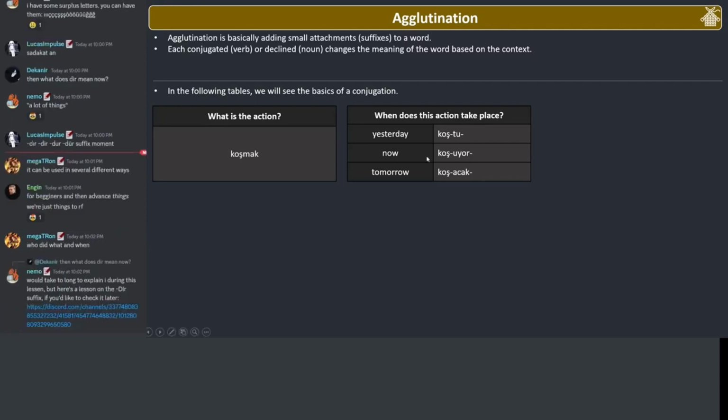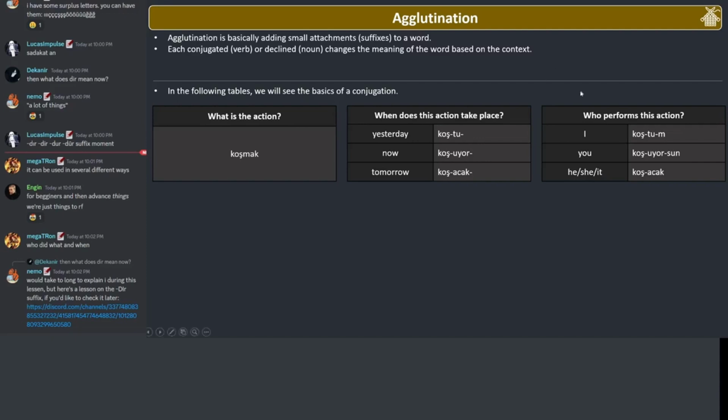If someone performed this action, the running, yesterday, it is koştu. If it will happen tomorrow, it is koşacak. So you will need to mark the time of the action. And finally, you will need to mark the person of the action. First what is happening, then when, and now who. What, when, who.